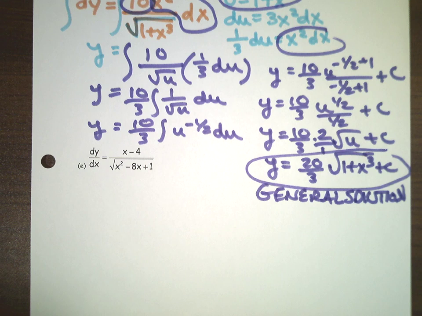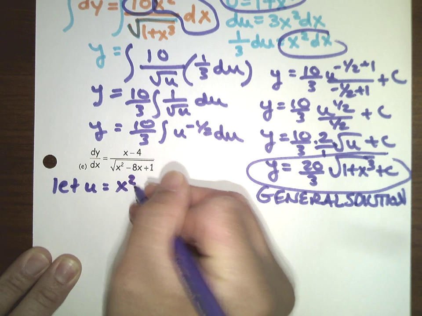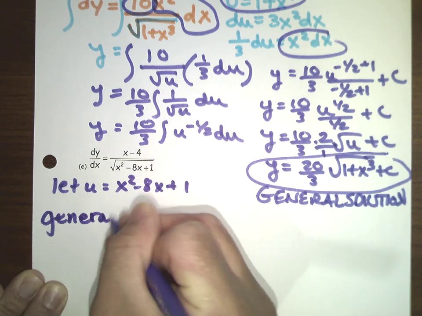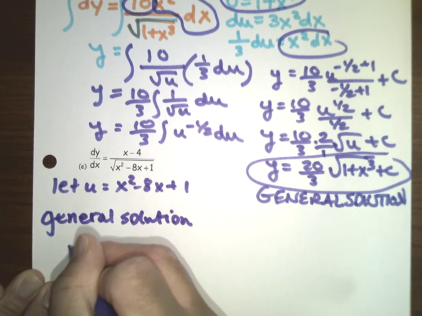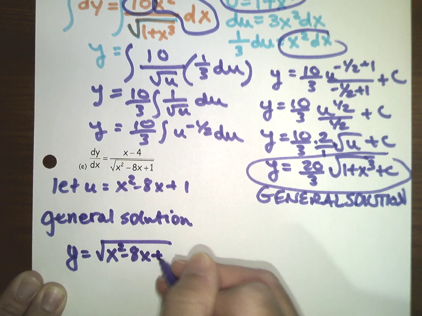So now, let's see. I think I am going to go ahead and just write the answer for this one up here for you so that you can try this one on your own if you would like. Just let u be the x squared minus 8x plus 1, but then the general solution is going to be y is equal to the square root of x squared minus 8x plus 1 plus c.